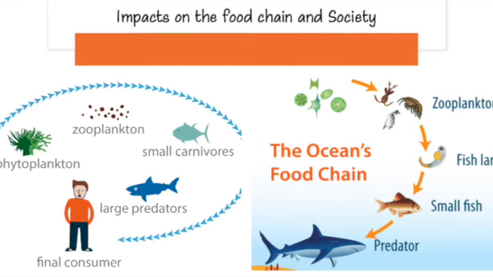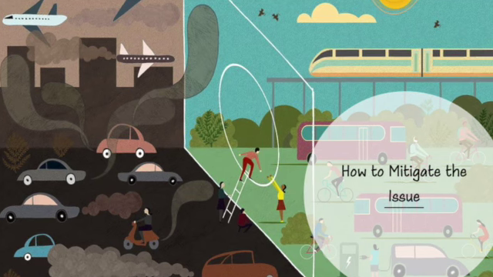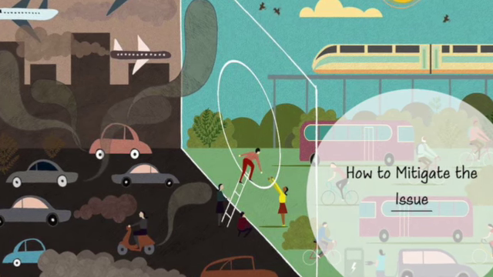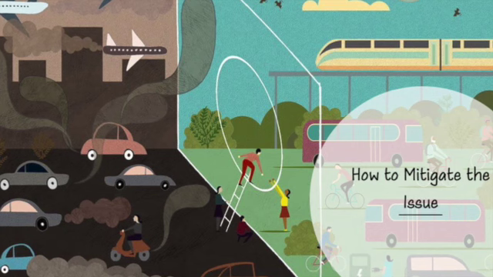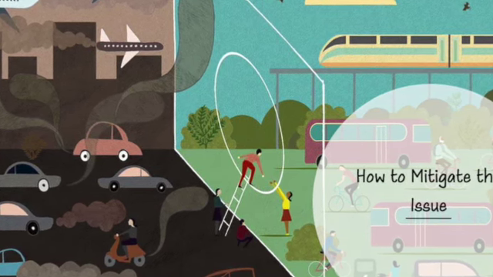And essentially, what I'm trying to get at is that one of the most effective ways to reduce ocean acidification is simply by decreasing carbon emissions into the atmosphere in order to reduce the ocean's absorption of carbon dioxide.